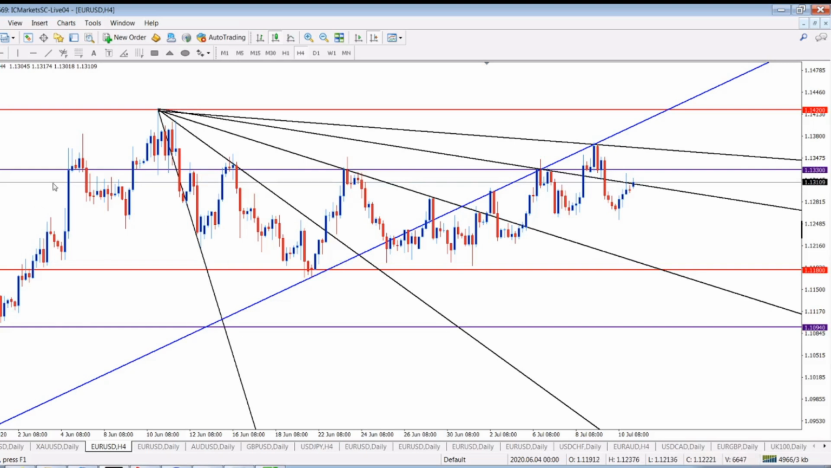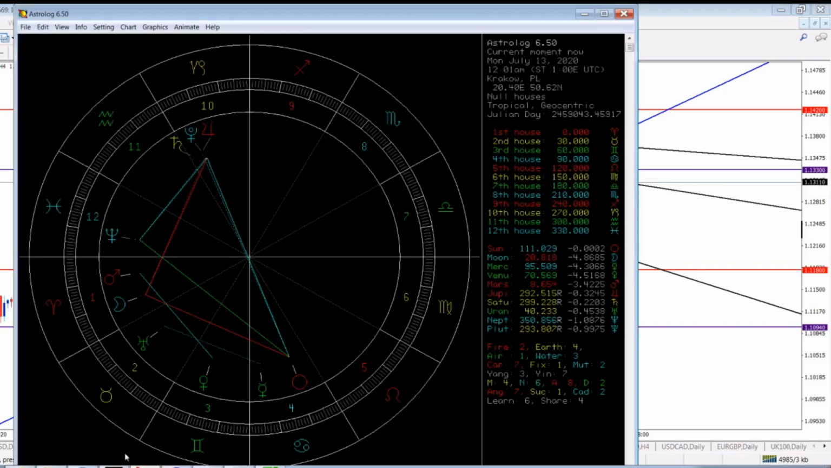And as you realize, after the first impulse, the angle divided by half has given us this one. So after this impulse we found support on the halfway. After that, the market found support on the area on the level of Neptune, which is at 350. Neptune is still at 350. It's July 13, 2020 today, Monday early morning in Poland when I'm recording this video.